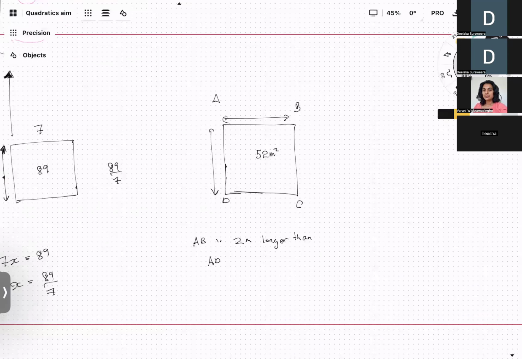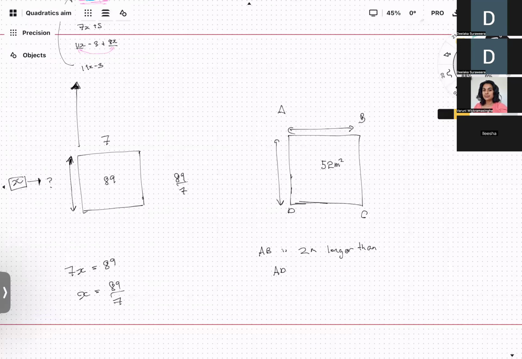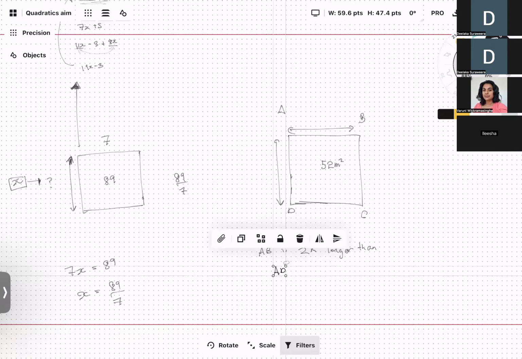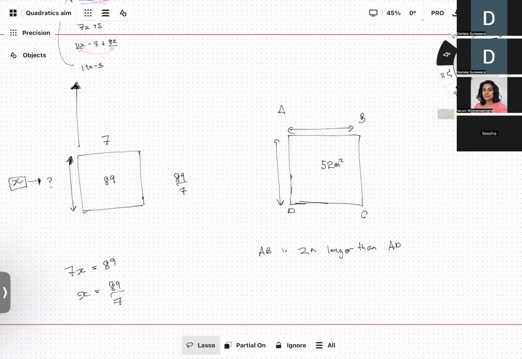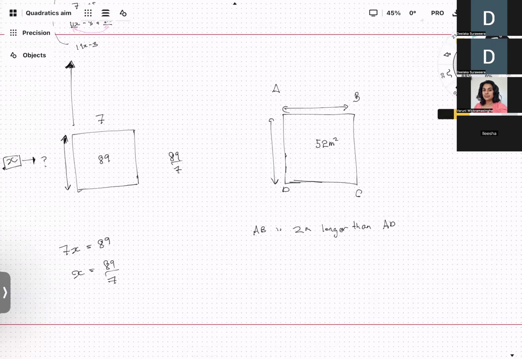So we don't know what both sides are, but we know how they're related to each other. Now, it seems like a similar problem, right? The unknown is not a single side. It's both sides, but we know how the two sides are related. Now, how do we solve this? So AB times AD equals... Yep, sure. That works.